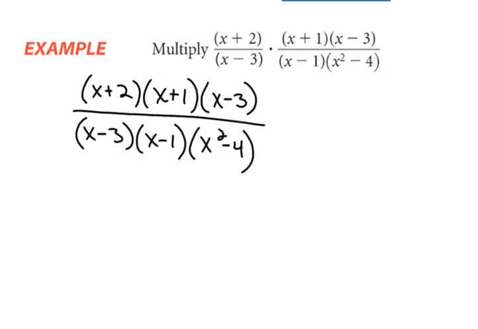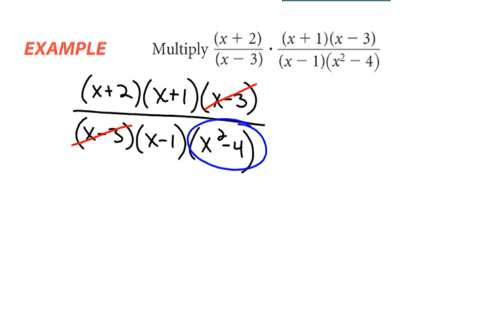Now, before you start multiplying, look to cancel out things in the numerator and the denominator. Like, for example, right off the bat, x minus 3 and x minus 3 cancel each other out. That's a lot less multiplication that you're going to have to do now. And there's even more, because x squared minus 4 is a difference of 2 squares, right? And it factors into x plus 2, x minus 2.